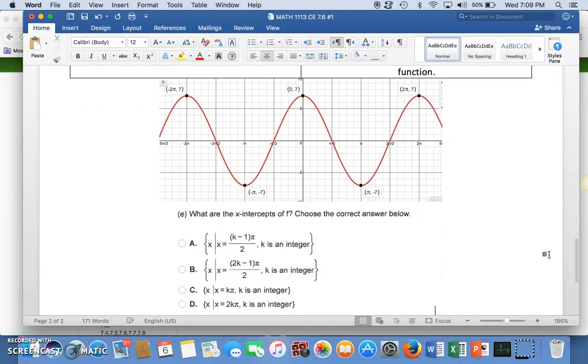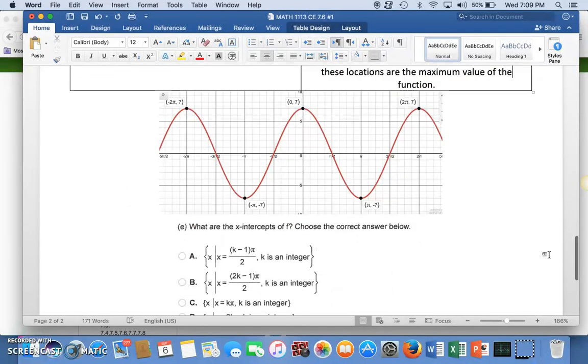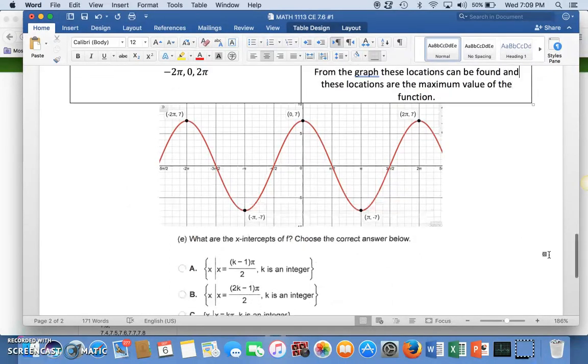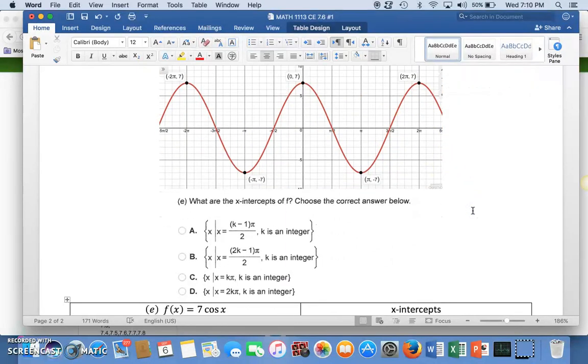Okay? Now, what is it asking us? E says, what are the x-intercepts of f? In other words, where does it cross the x-axis? Right here you can see it, right here, right here, right here you can see it. So look at your choices that you actually have and just kind of see what's going on.